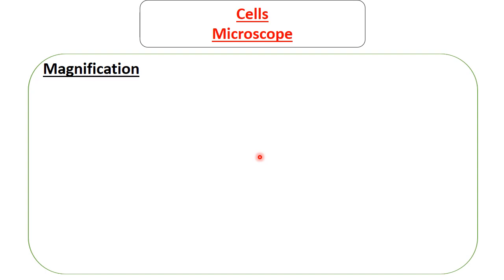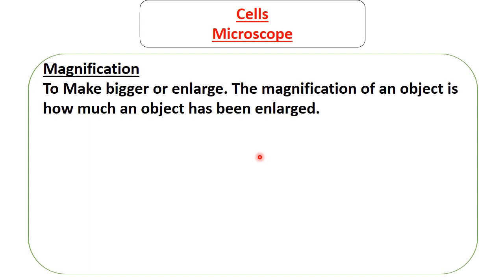The last part when it comes to studying the microscope is magnification. So I'd show that magnifying is just the same as enlarging. So you can say to magnify means to make bigger or enlarge. The magnification of an object is how much an object has been enlarged. So remember, the whole purpose of using a microscope is to make something that's small look bigger.